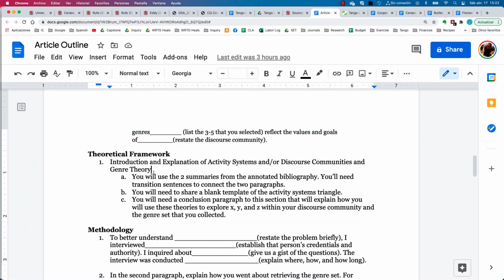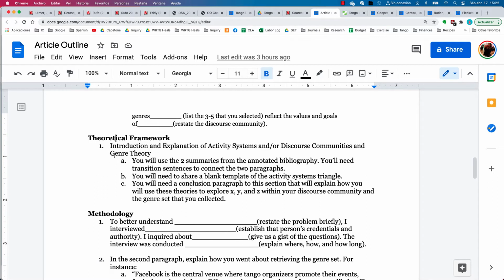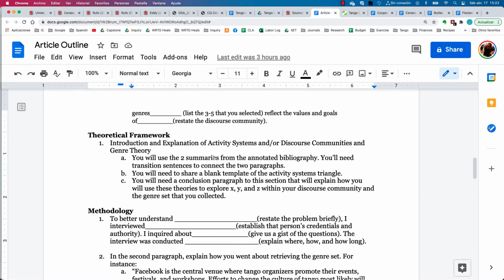And then she doesn't have a theoretical framework, but many of these research articles do, so we're going to add that, and we're going to then basically reuse the summaries from your annotated bibliography that include the activity systems article as well as the genre theory one, the one I'm showing you now, the Maura article. And so you're going to use those two summaries, and you need transition sentences to connect the two paragraphs.